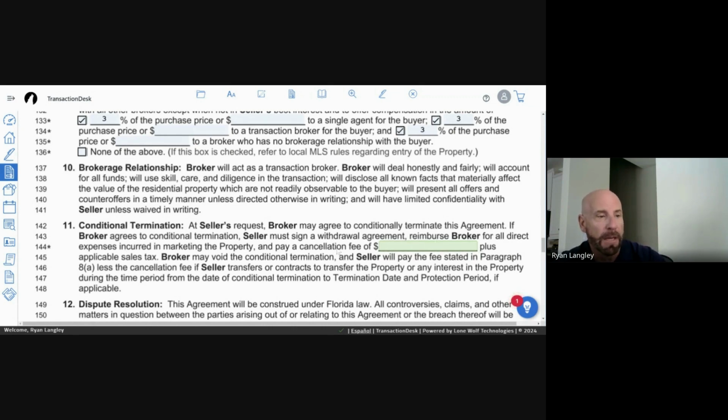They already have to pay you for all direct expenses incurred in marketing the property. That's your photos. That's your sign that you put out. That's the fee for putting it out. That's maybe your gas and stuff. You work that out with them, but you can add a cancellation fee here as well.